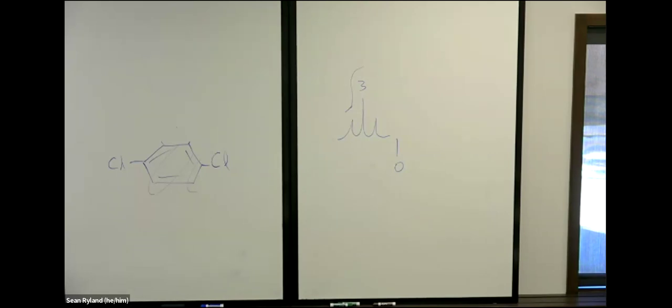So our longest continuous carbon chain looks to be... surprisingly hard to draw on a trackpad with one finger while you're clicking with the other finger. That looks like our longest continuous carbon chain, which is going to be 1, 2, 3, 4, 5, 6, 7, 8, 9, 10. So our parent molecule is decane.